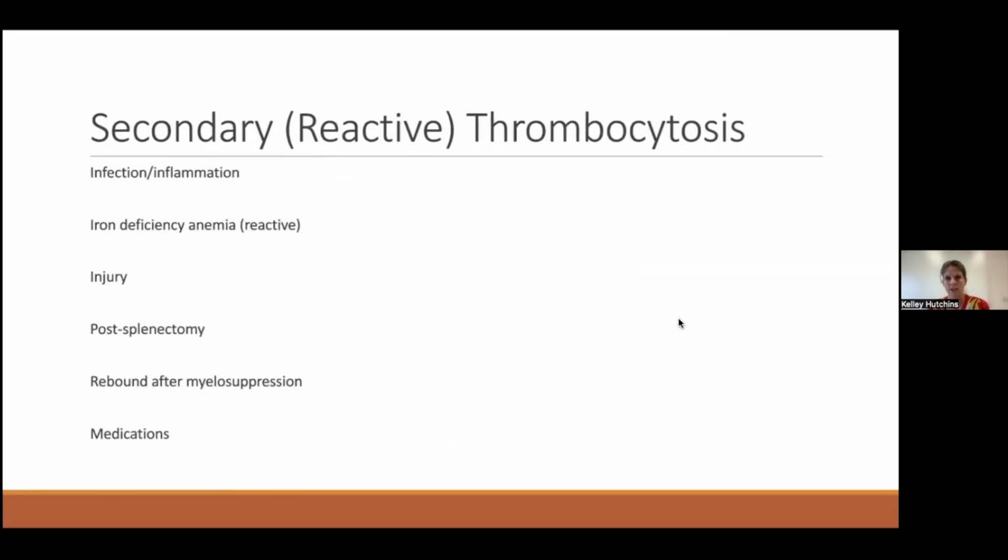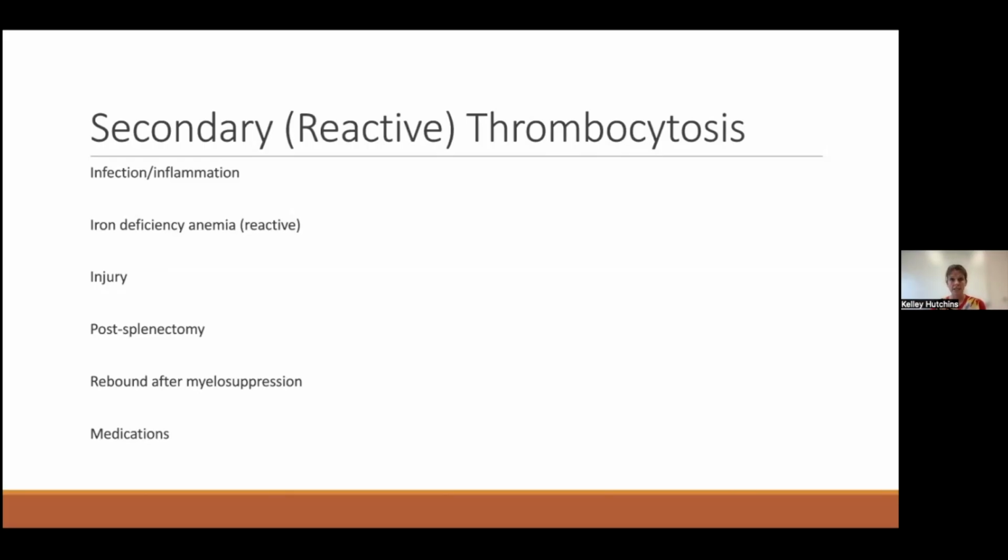So secondary or reactive thrombocytosis. This can be due to a plethora of things. Again, it's very uncommon that we get super excited about thrombocytosis because it's just frequent that we see it with so many different things. So infections, anytime you're in an inflammatory state, these are acute phase reactants. So they go up in settings of inflammation.